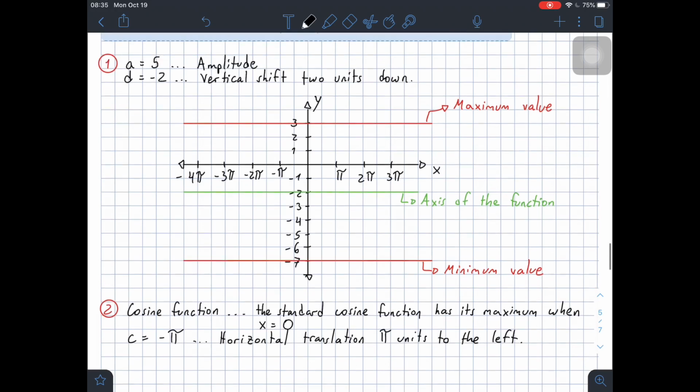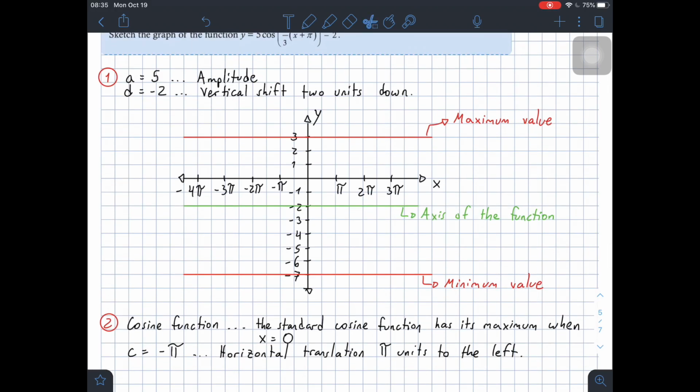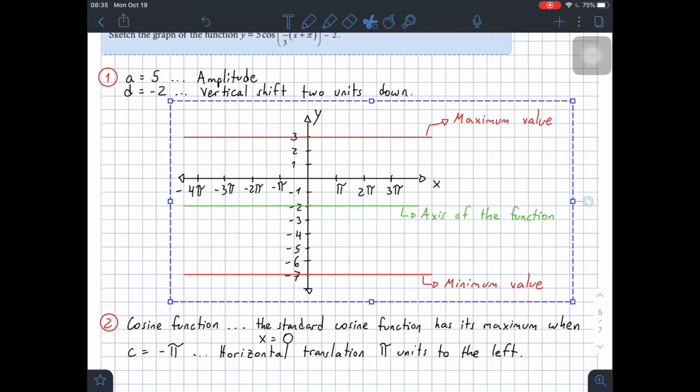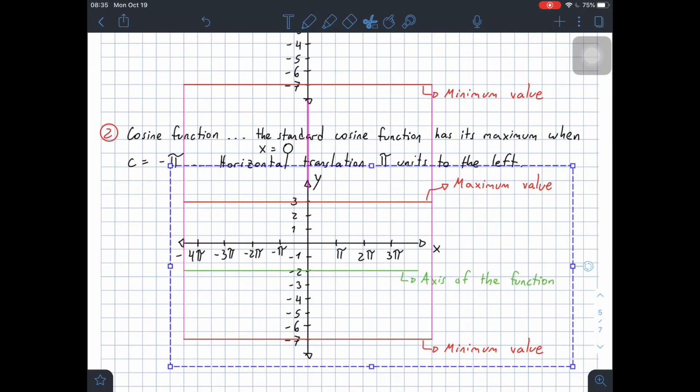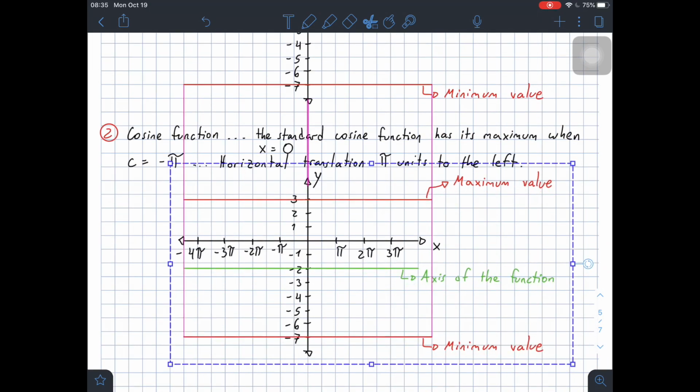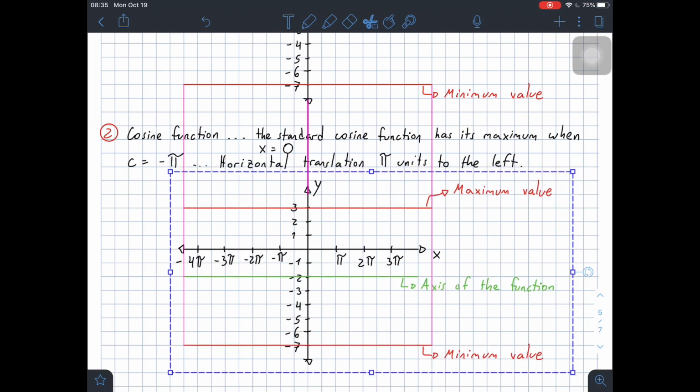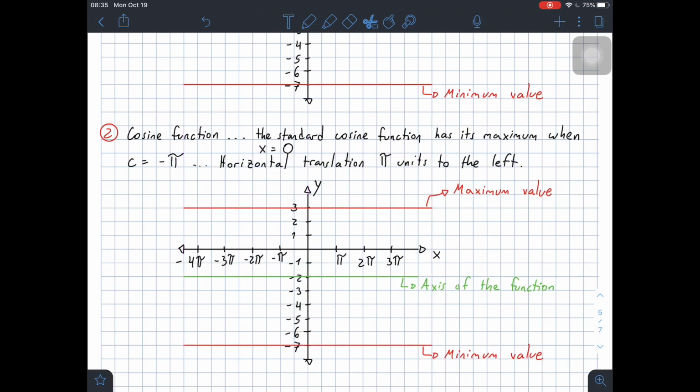Okay, so I'm going to use the same graph I already did here to avoid wasting time. I'm going to duplicate this, and we're going to see how this looks. It should go right here.